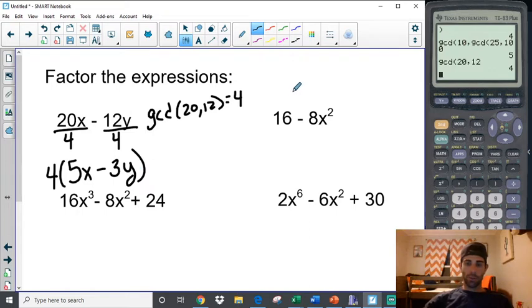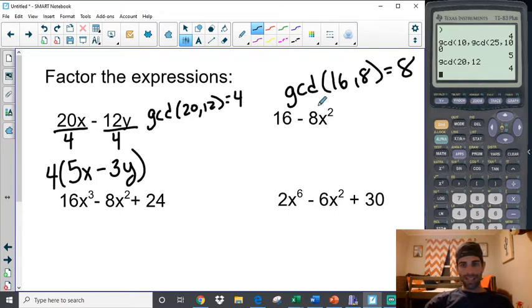Let's take a look at this one. GCD between 16 and 8. Again, ignore the negatives. Save time. 8. He has no variables. He does, so they don't share. So 8's my GCD. Divide. Divide. Divide.